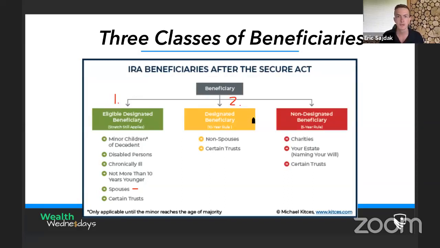Category 2 is a designated beneficiary. This will be the most common, basically, if you're a non-spouse. So if you receive an inheritance from your parents or relatives, and they're not your spouse, you'll fit into this category. And then finally, 3 is the worst category. You don't want to fit into this category. This would be non-designated beneficiary. This is typically when you receive an account, but you weren't named as the beneficiary. You received it through the estate, through their will.